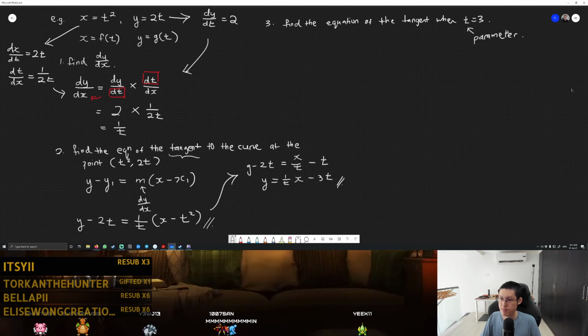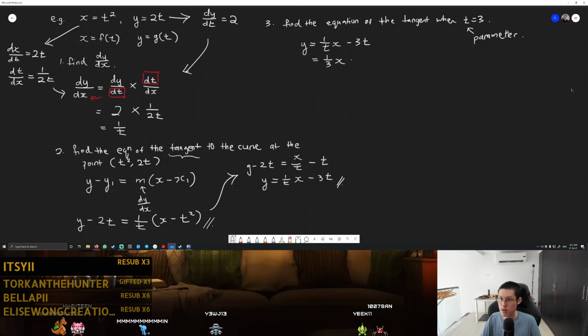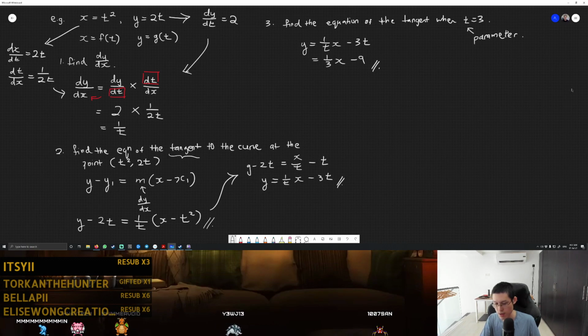Okay, so all you gotta do is start with your equation of the tangent, and then when t is equals to 3, you just substitute that in, and you're done. That's it. Okay, that's essentially it. You don't have to worry about sketching the graph because they will never ask you to do that in the actual exam.